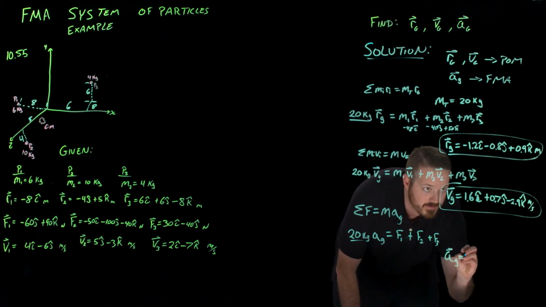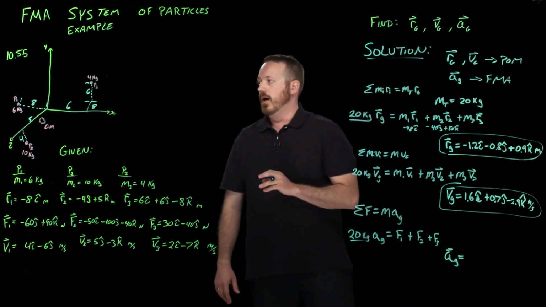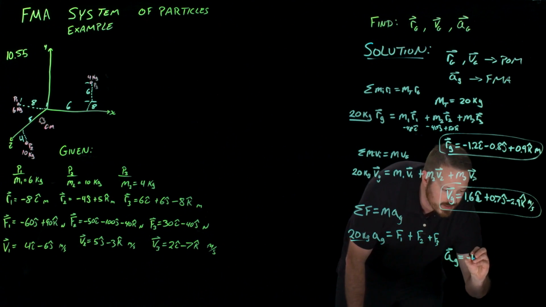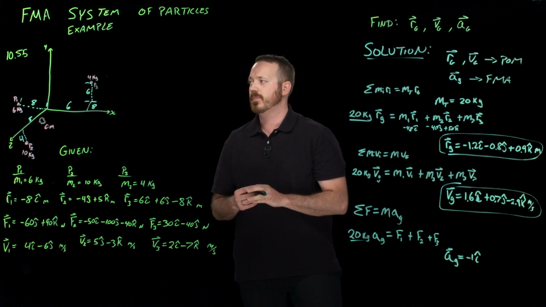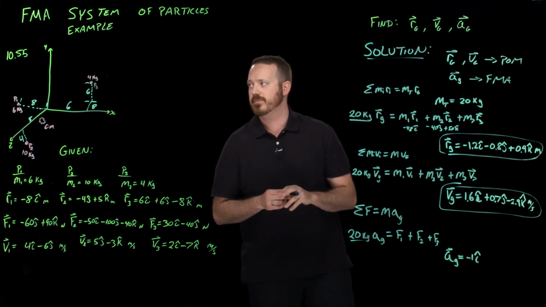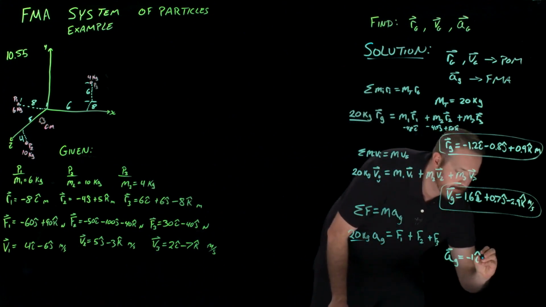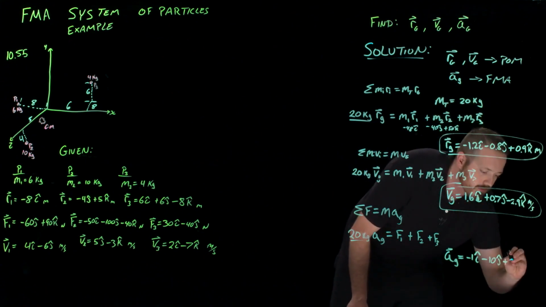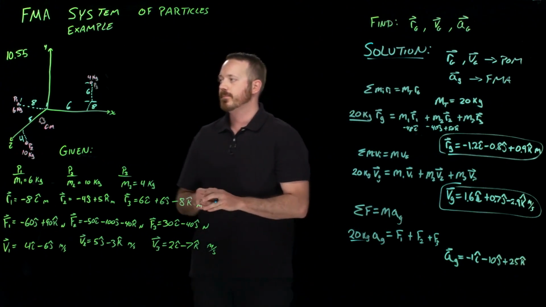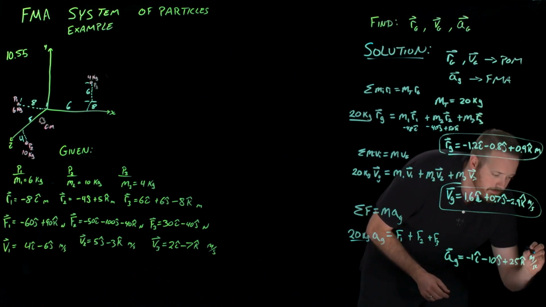So the acceleration of that mass center, if you compute these numbers, turns out to be minus 1 in the i direction, minus 10 in the j direction, and positive 25 in the k direction. And the units for that, of course, will be meters per second squared.